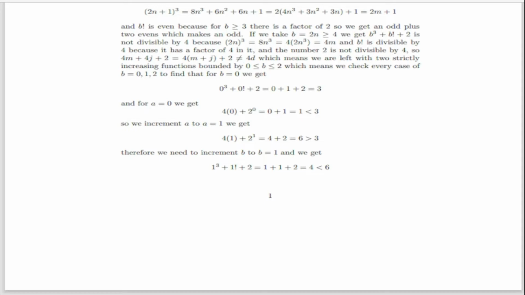So we increment a to a equals 1 because it's strictly increasing, so it goes up. We get 4 times 1 plus 2 to the 1 equals 4 plus 2, which equals 6, which is greater than 3. Now we need to increment b, because that is now less. So, therefore, b equals 1, and we get 1 cubed plus 1 factorial plus 2 equals 1 plus 1 plus 2, which equals 4, which is still less than 6.